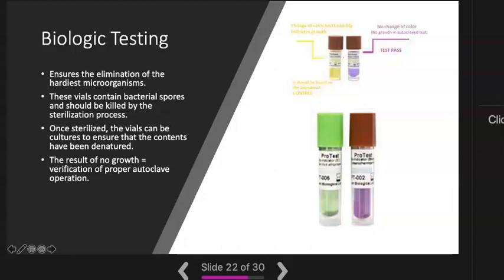Another test to verify sterility is surface sampling on your instruments. You can use a sterile swab and swab the surfaces of sterilized instruments and then send it to the lab for culture.